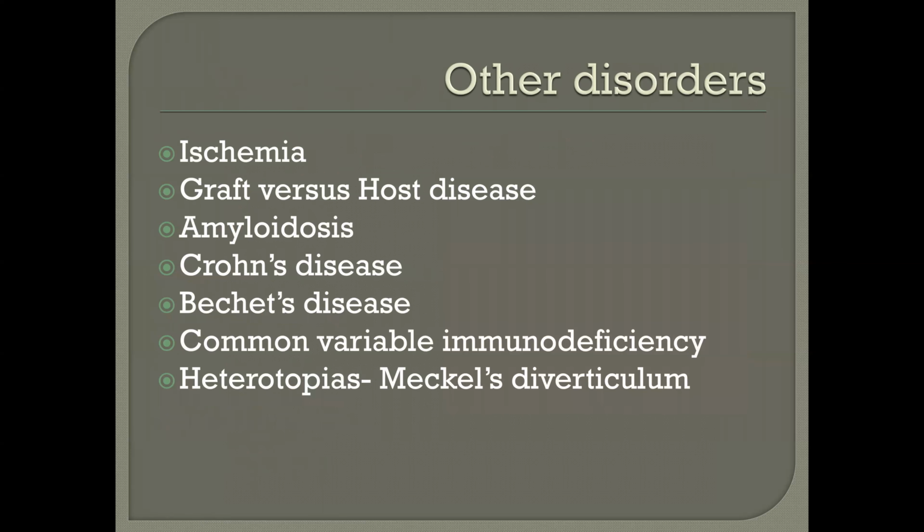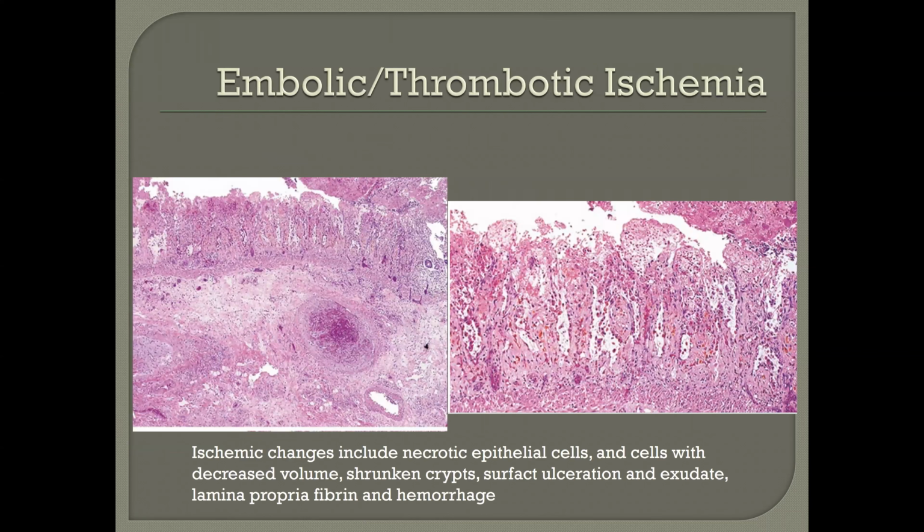Ischemic disease can occur in the small bowel. It's uncommon, but if a patient has had a significant hypotensive episode, the watershed areas can become ischemic. Graft versus host disease can affect the small bowel in patients, particularly in that first 30 to 60 days post-transplant. Amyloid, Crohn's disease, Behçet's we've talked about, and other things like heterotopia, Meckel's diverticulum. Those are disorders to bear in mind that can occur here. So the list is very long.